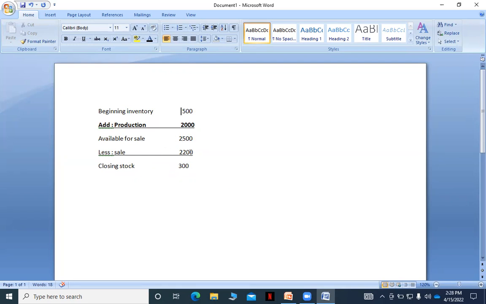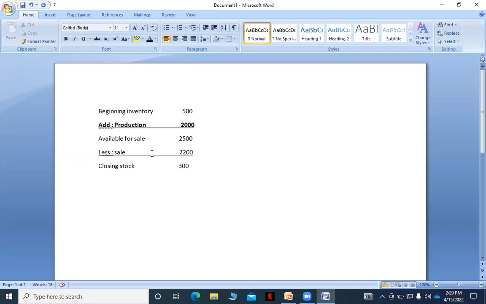Now we sold 2200 units, so that means we have a closing stock of 300 units. Now this is our actual flow of information, but in your question on this type of math, this flow of information may not be given. Maybe closing stock is given, maybe the sale is given. Based on that information we have to calculate the production unit.